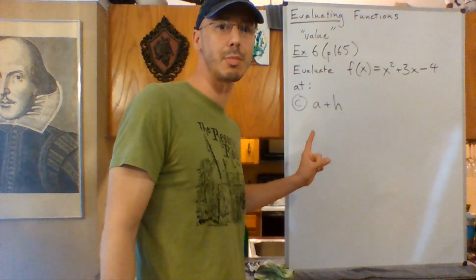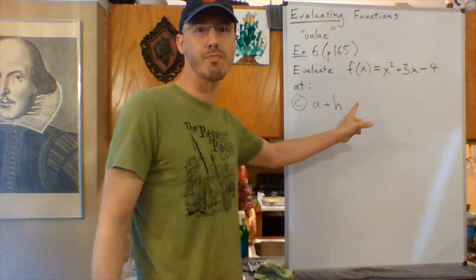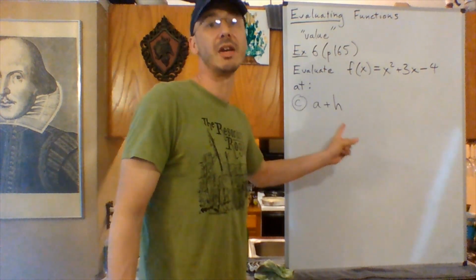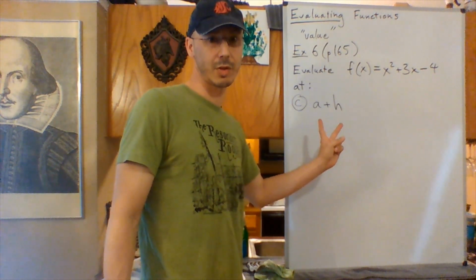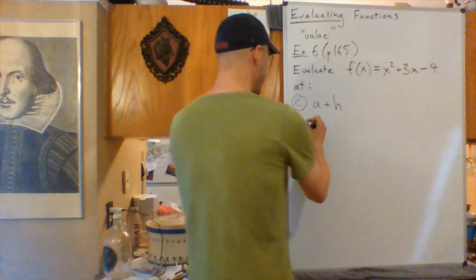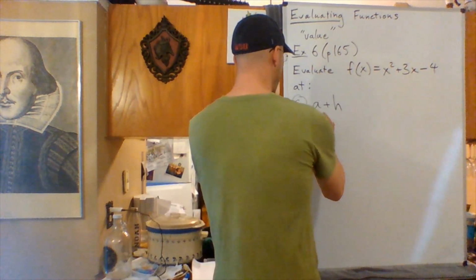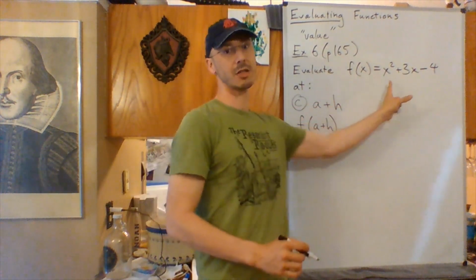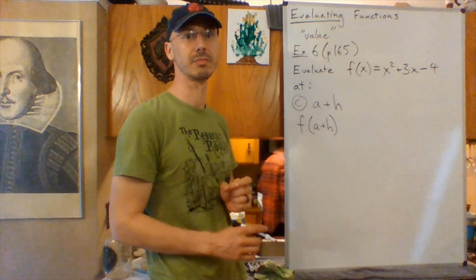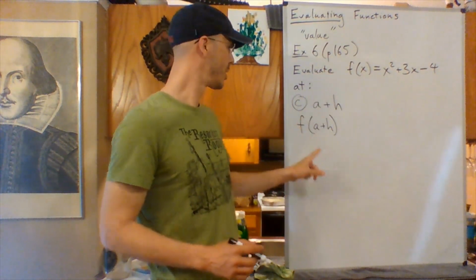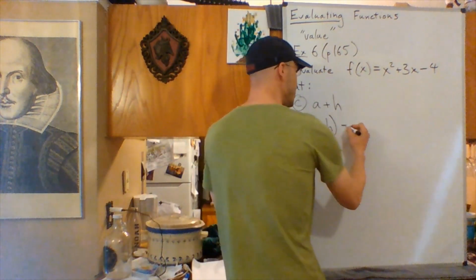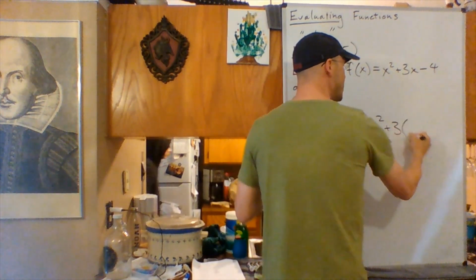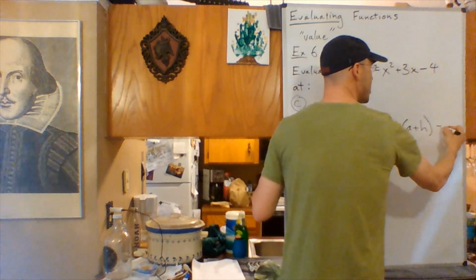So my final answer here is another algebraic expression. For part C of this example, we're using the same function, but we're going to use the input value of a plus h. So it's an algebraic expression. What I mean by that is we're going to find the value of f of a plus h. So f of x is x squared plus 3x minus 4. F of a plus h is (a plus h) squared plus 3 times (a plus h) minus 4.